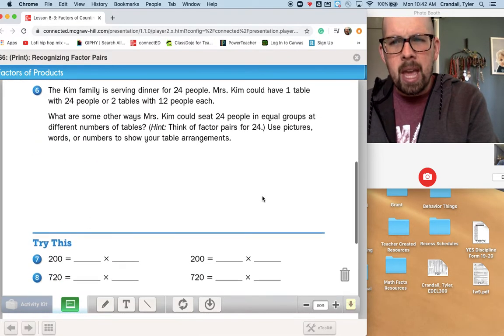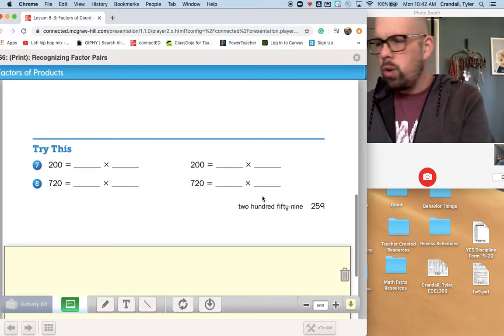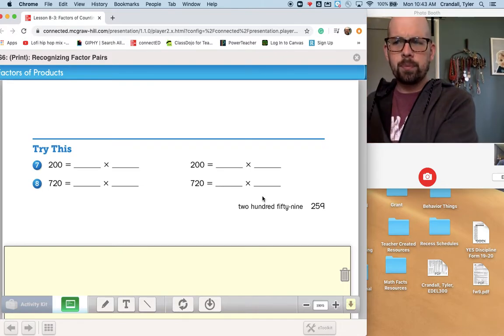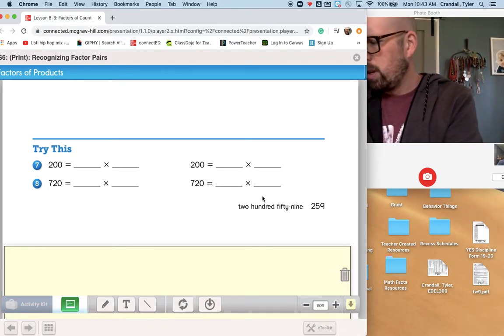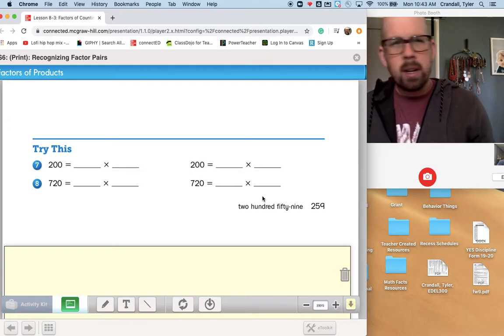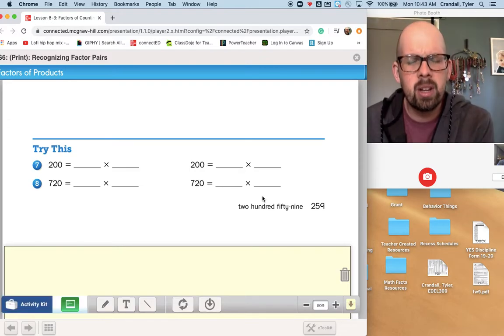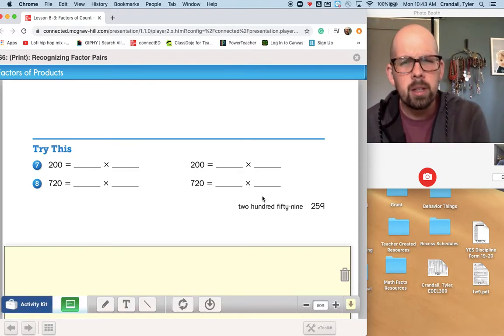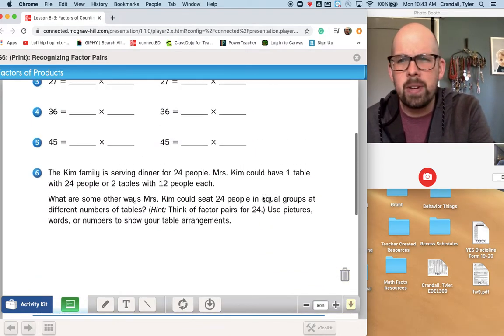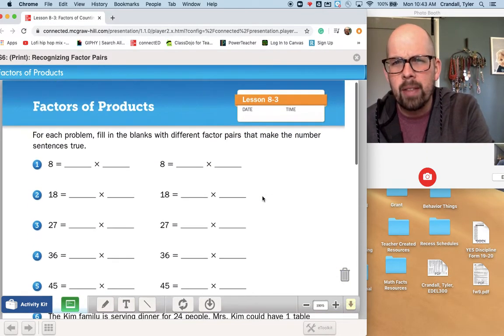It is page number 259. So get out your math journal, page 259. Press pause if you need to get to the right page. So we're on page 259 in our math journal, and let's read the directions.